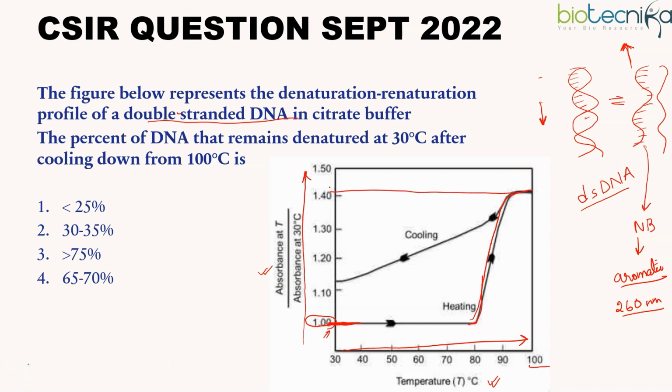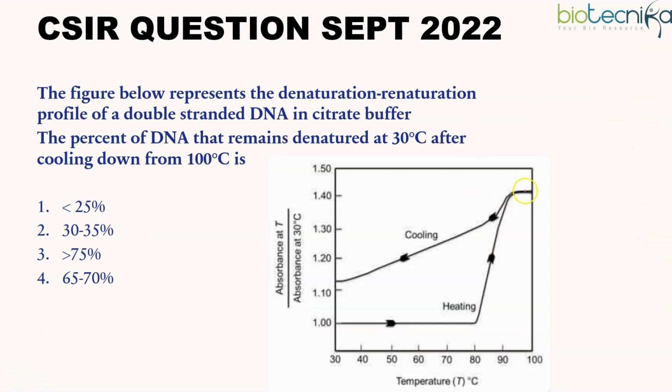Now from here, we are seeing that it is cooled down. It is written that at 30 degrees centigrade, how much of the DNA will still be denatured after it is cooled down from 100 degree. So again, it is cooled down from 100 degree. You should follow what is written and match with the profile what is exactly happening over here. So when the cooling is done, you can see that absorbance is coming to around 1.12.